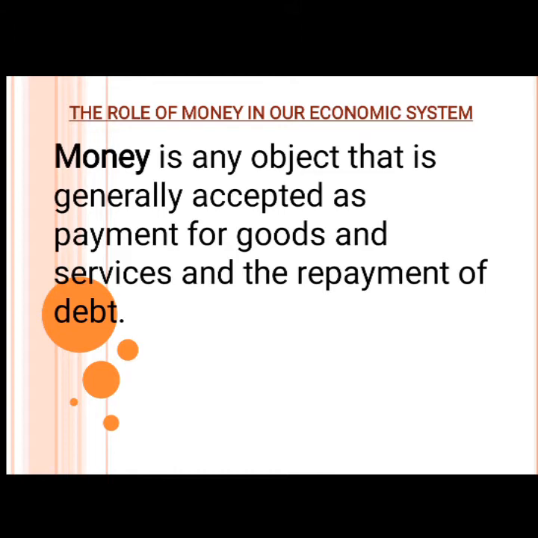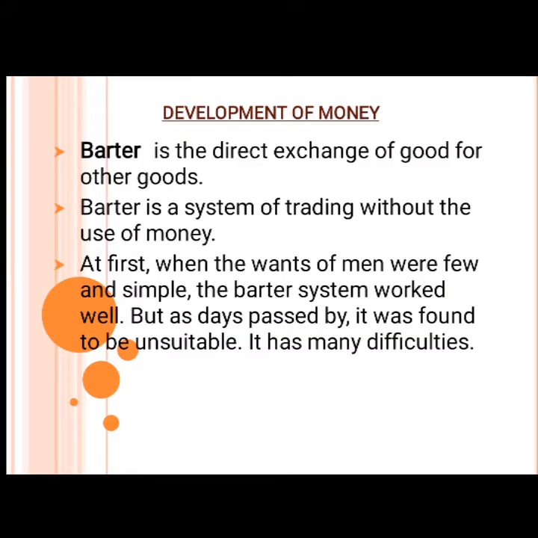Now let's have a brief overview of money. Before the development of money, people would barter to obtain the goods and services they needed. In barter, two individuals, each possessing some goods the other wanted, would enter into an agreement to trade. So barter is the direct exchange of goods for other goods. Barter is a system of trading without the use of money.